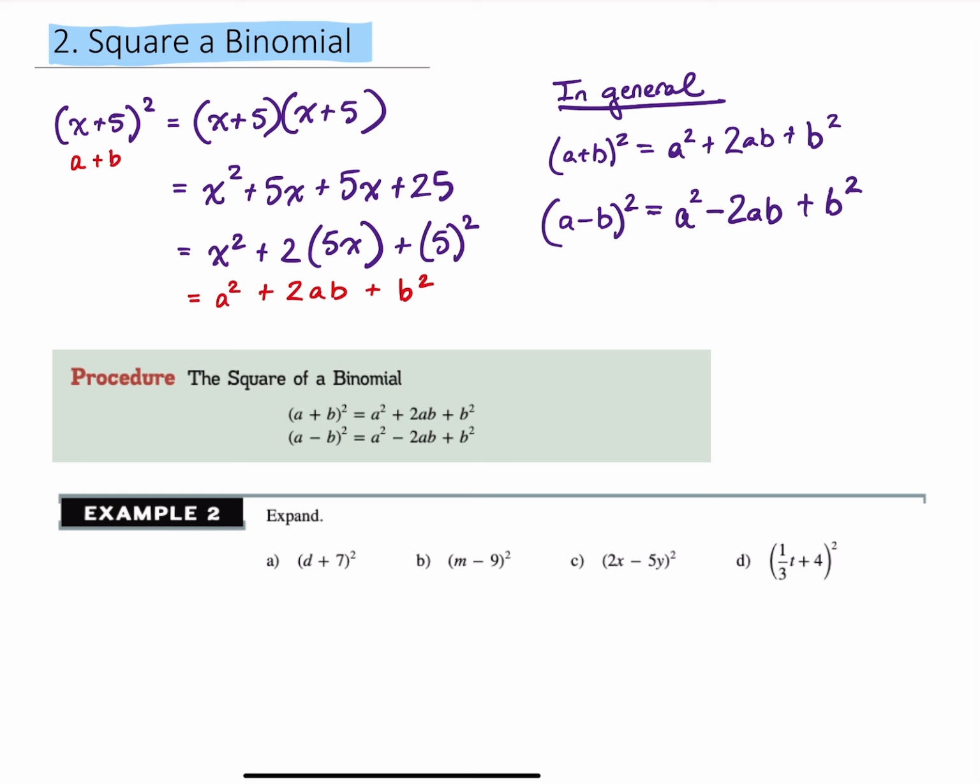So let's use this pattern for the square of a binomial. A plus b squared is a squared plus 2ab plus b squared. And a minus b squared is a squared minus 2ab plus b squared.